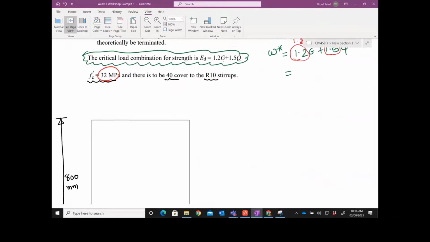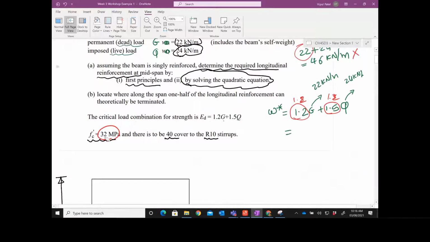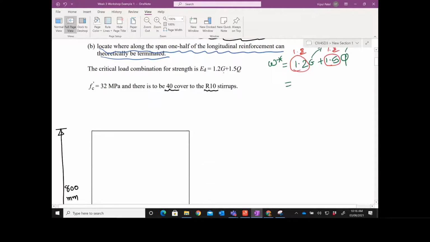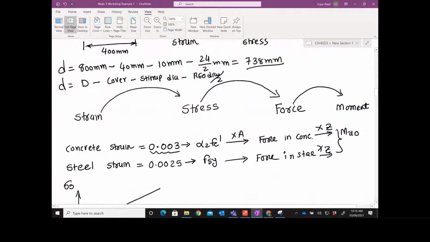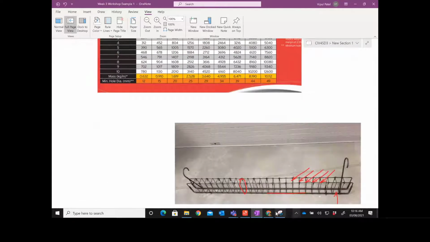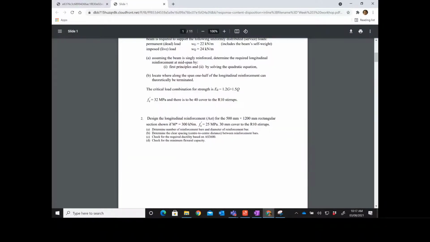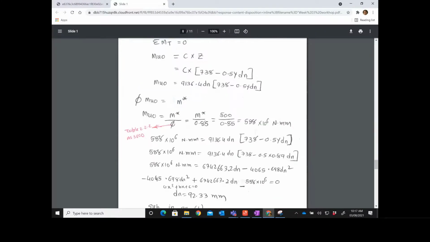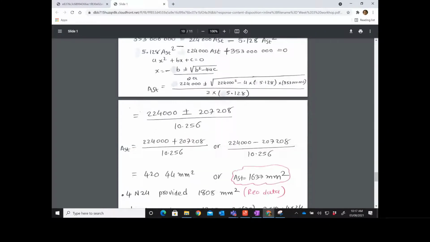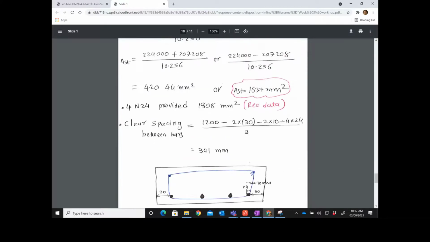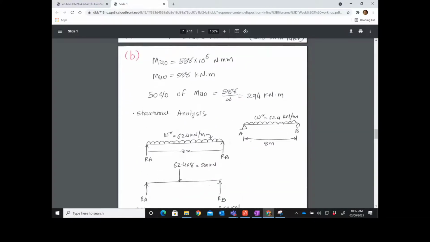So it says: locate where along the span half of the longitudinal reinforcement can theoretically be terminated. That's not complicated. Let me walk you through it with the examples there. It's not complicated to do. So what it says, this is the second example.